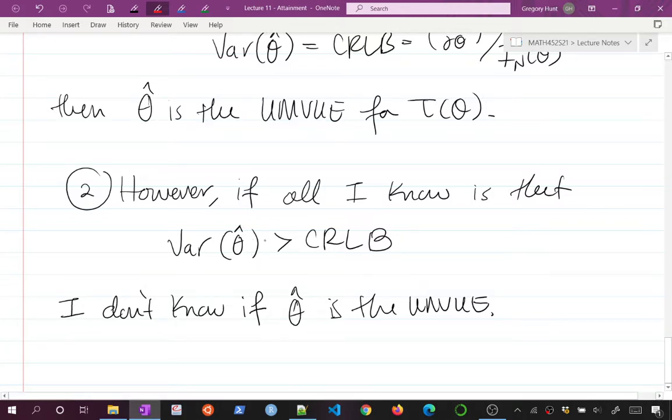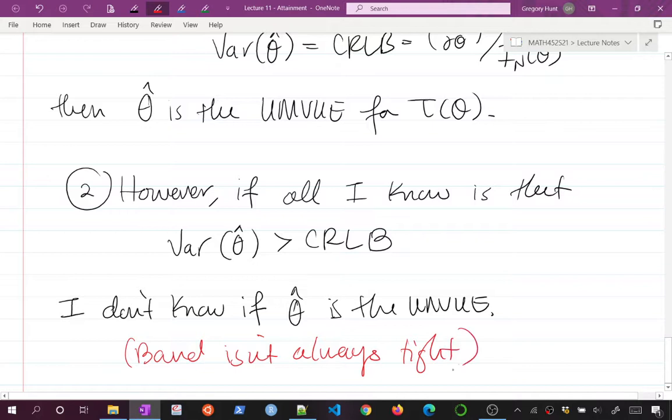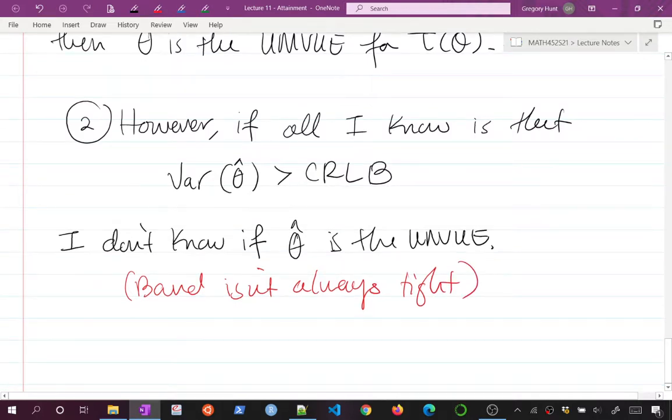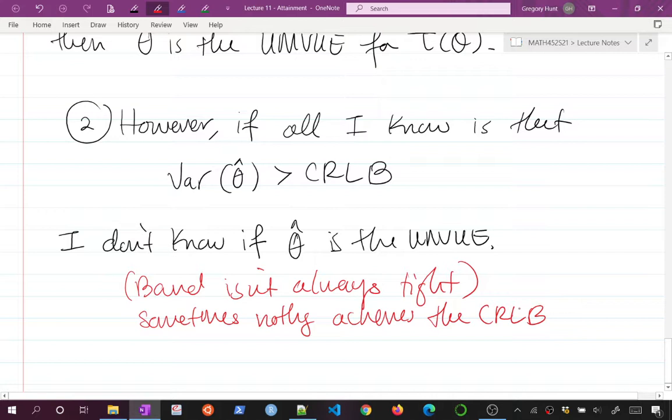But if you find something that is bigger than this bound, possibly there's something between them. Possibly there isn't. Possibly there's nothing, and no estimator achieves the Cramér-Rao lower bound, and the best estimator achieves some higher bound. So this bound is not tight. The bound isn't always tight. And by that, I mean, sometimes nothing ever achieves the Cramér-Rao lower bound.